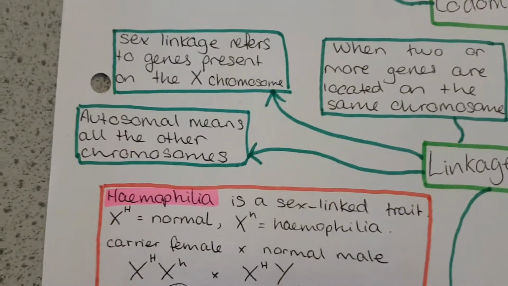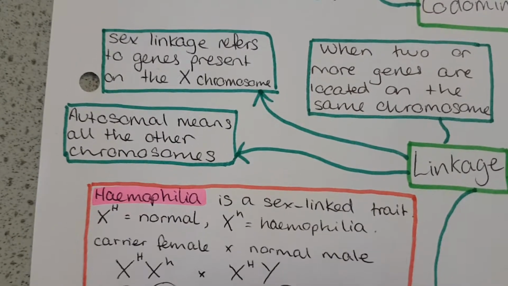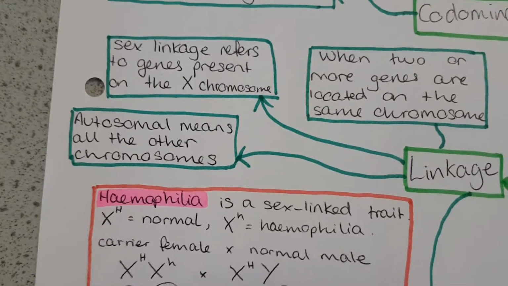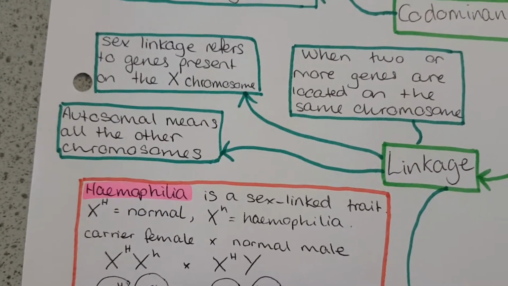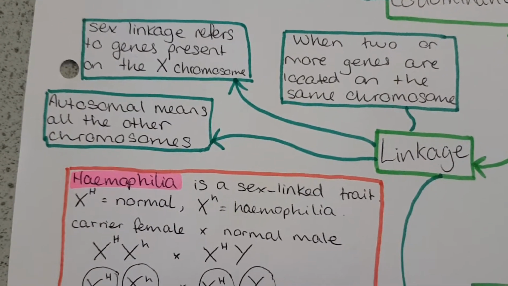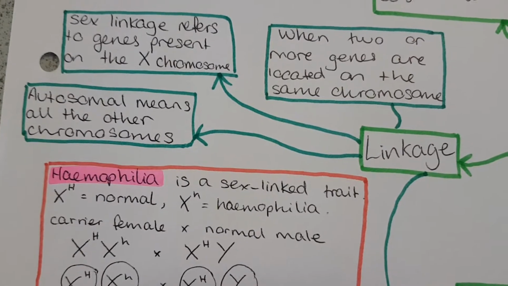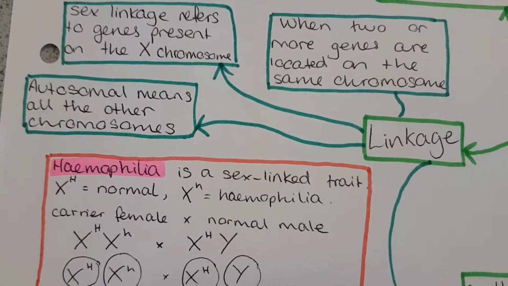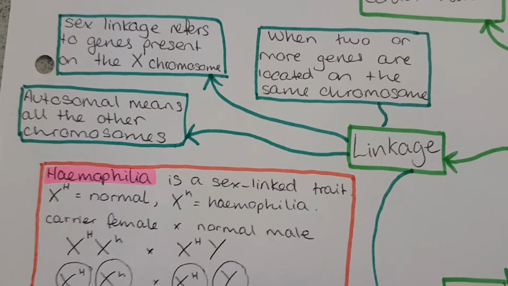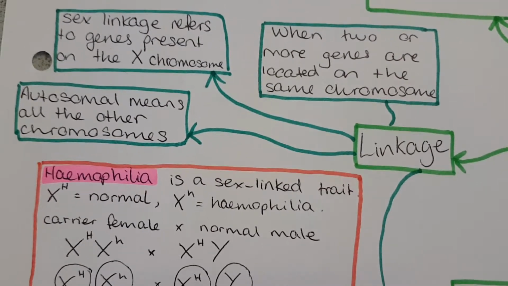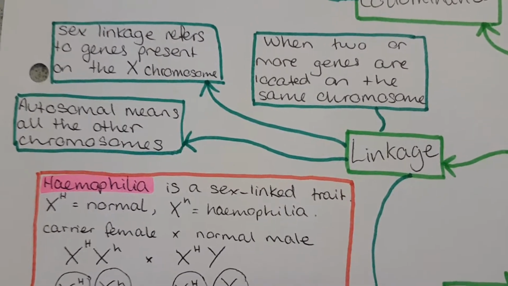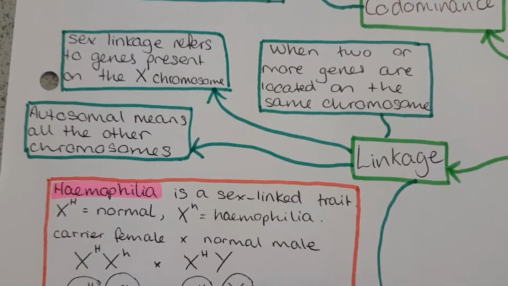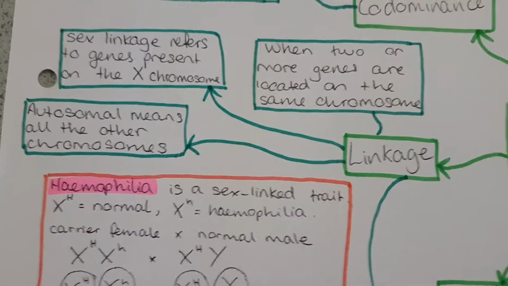You can also have autosomal linkage, which means all of the other chromosomes, so anything that's not a sex chromosome, all the other 22 pairs. If you have the same allele on the same chromosome, it can affect the overall outcome of phenotypic ratios. You've got a list of those in both of your books, so double check you know what linkage means for the outcome of some inherited phenotypes.